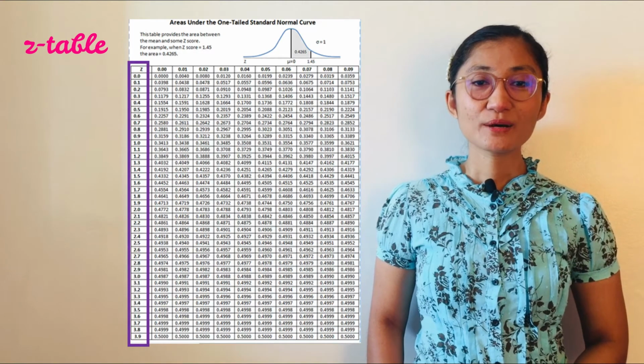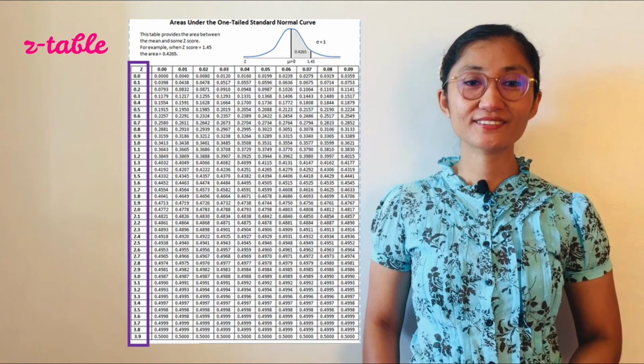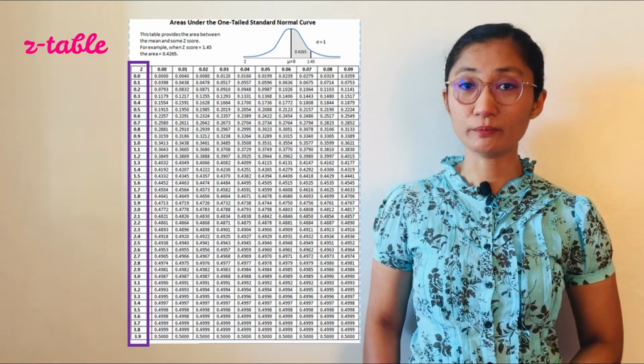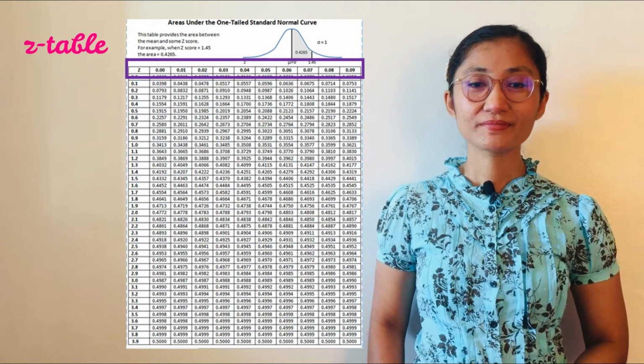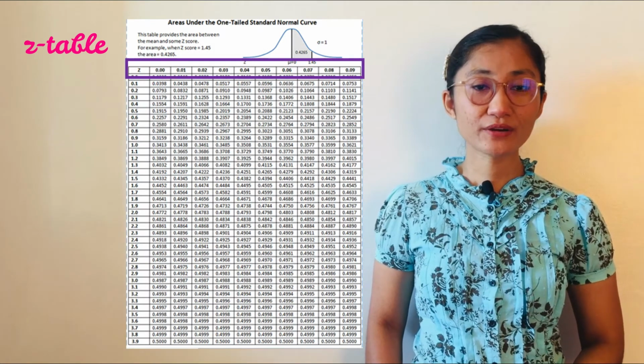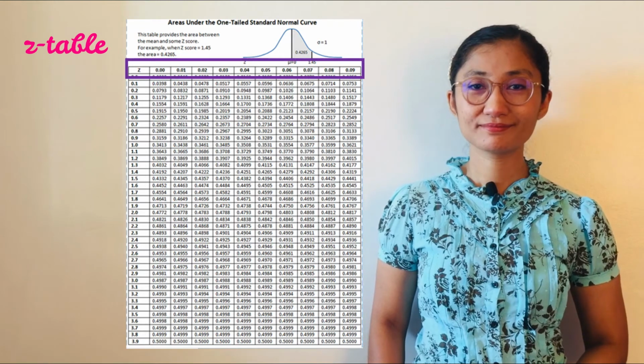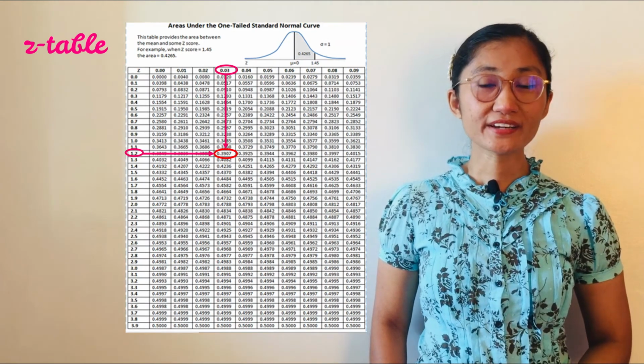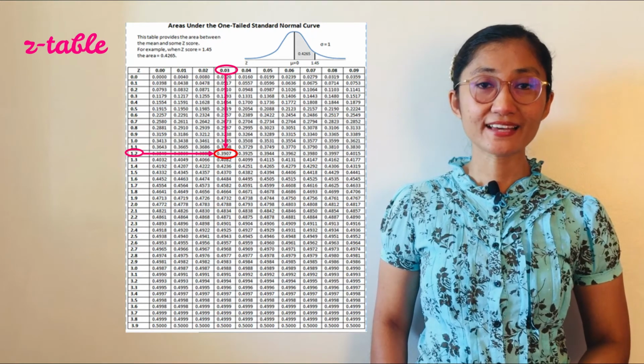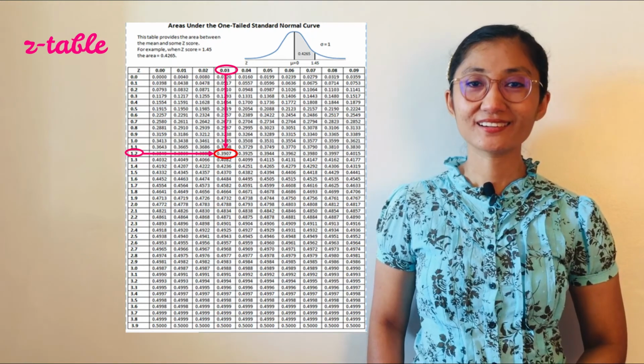To find the area under the normal curve given a z-value, here are the steps. First, express the given z-value as a 3-digit form. Second, by referring to the z-table, locate the first 2 digits on the first column. Third, locate the last digit by referring to the first row of the table. Fourth, the required area or probability is located at the intersection of the row and column. You'll understand how it works in the following examples.